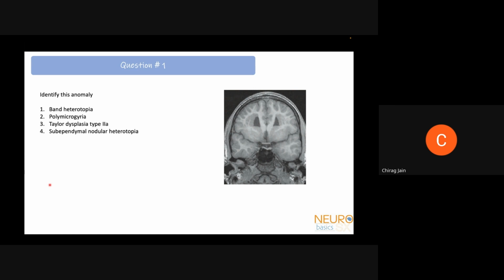Yeah, so this is a subependymal nodular heterotopia. As you can see over here, next to the ependyma, there's all this gray matter which is present. This is not a band heterotopia, because to have a band heterotopia, there should be a clear band between white matter on both sides.